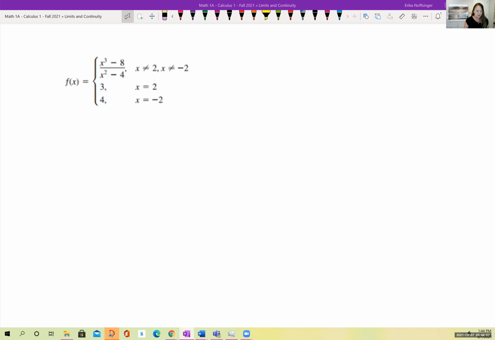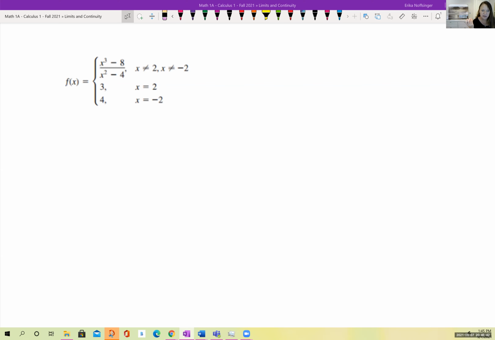So this next example is a little harder than the other ones. We were just worried pretty much about what our domain was. Because of those rules of continuity, we could show that it was continuous everywhere in the domain where it was defined. In the next example, we have a piecewise function. Our first equation of f of x is x cubed minus 8, all over x squared minus 4, and this is defined for all values of x such that x doesn't equal 2 and x doesn't equal negative 2. If x is equal to 2, the function is equal to 3. And if x is equal to negative 2, the function is equal to 4. F of negative 2 is 4.